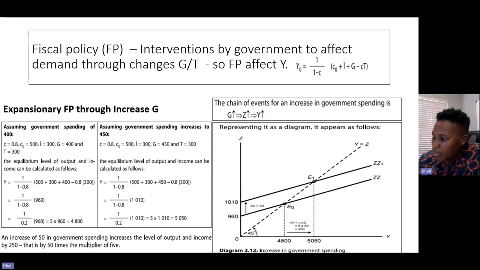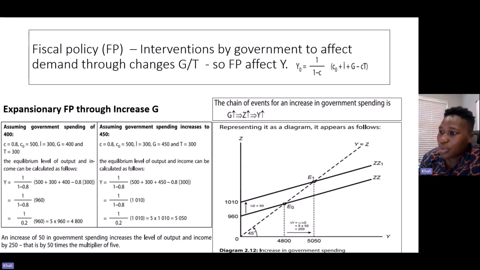So let's have an example. Now you need to be drawing this in much more detail, right? Before, we just drew the equilibrium as E0 and E0, but we didn't calculate it. In this example, we are going to calculate it. So let us assume that government spending is 400. Here's the information that we are given. We were given this in the last example.